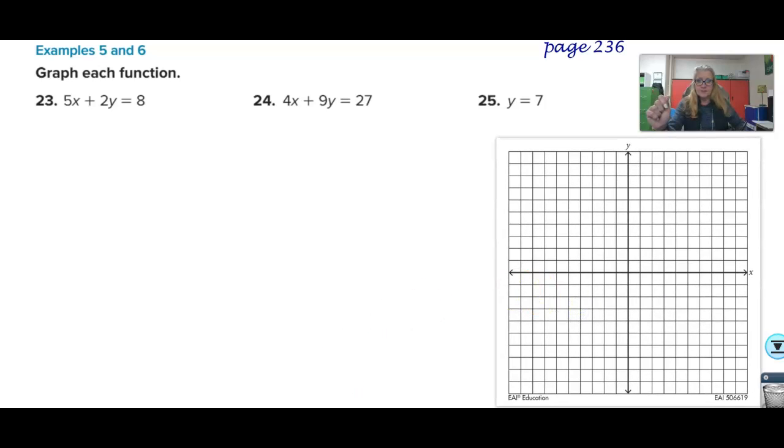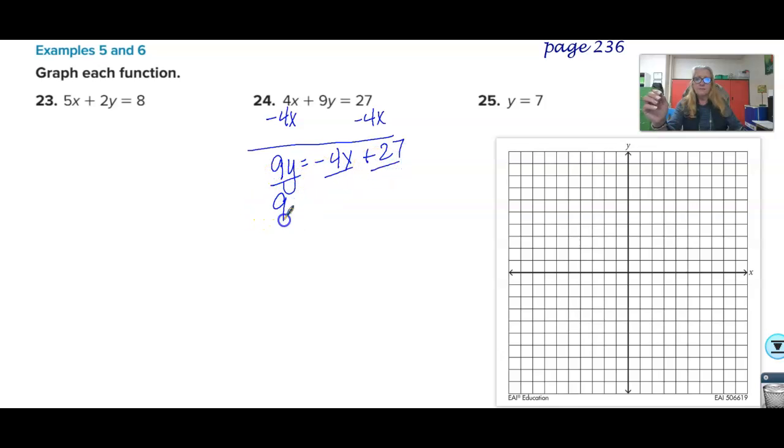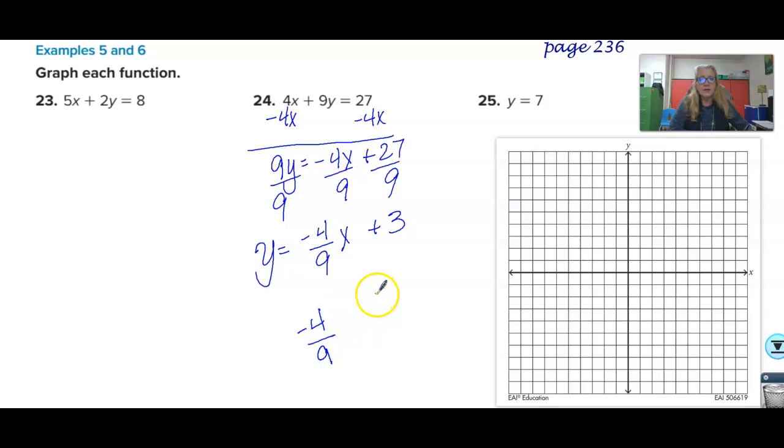Again, we need to get rid of the x term by moving it to the right-hand side of the equation, which gives me 9y equals negative 4x plus 27. Divide each term by 9, and we get y equals negative 4/9 x plus 3. So our slope is negative 4/9, or it could be positive 4 over negative 9. And our y-intercept is plus 3.